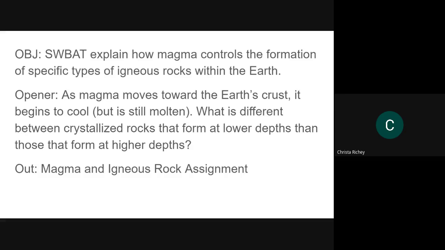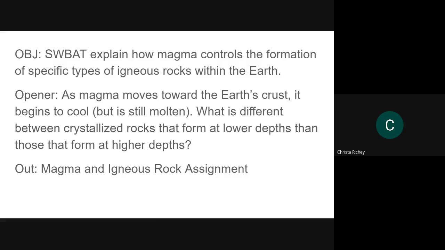You're going to die. But what's different between your rocks that crystallize, not minerals, but your rocks, things like olivine, that crystallize very, very deep in the earth, versus ones that crystallize at higher depths, closer to the surface, closer up into the crust? What's the major difference between deep rocks and the more shallow rocks that are within the crust?